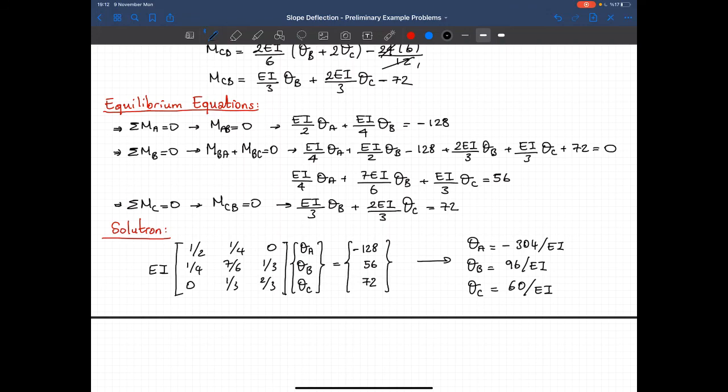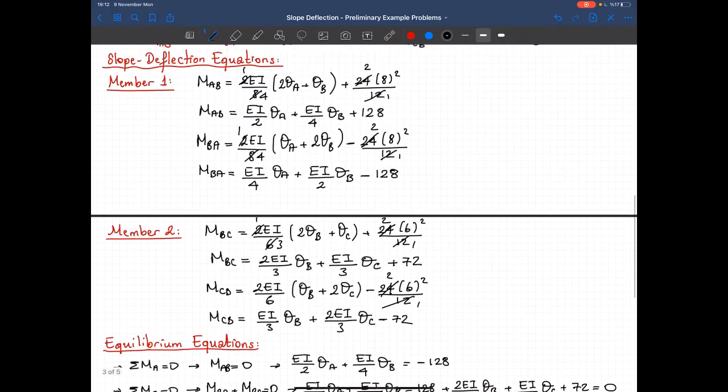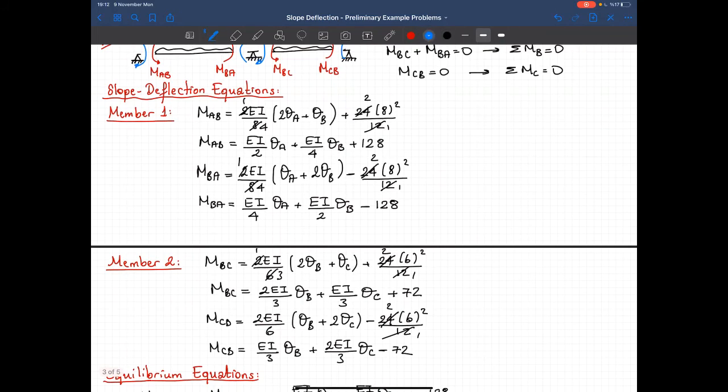Now if we put these numbers into the moment equations, we find out that MAB is equal to 0, MBA is equal to minus 156, MBC is equal to 156, and MCB is equal to 0 again, as expected.